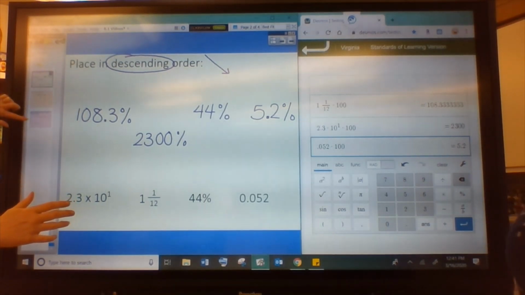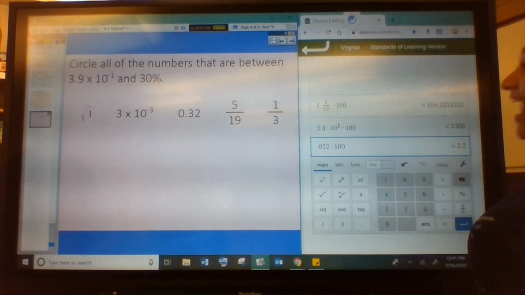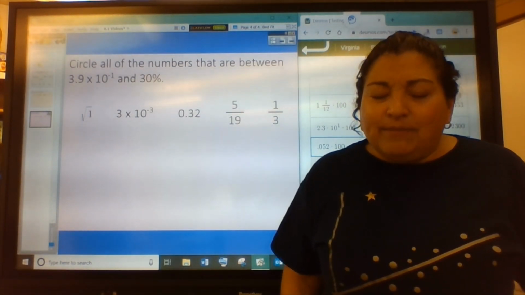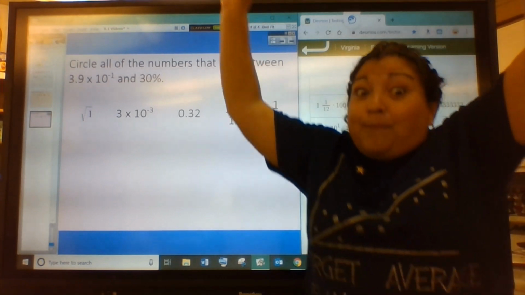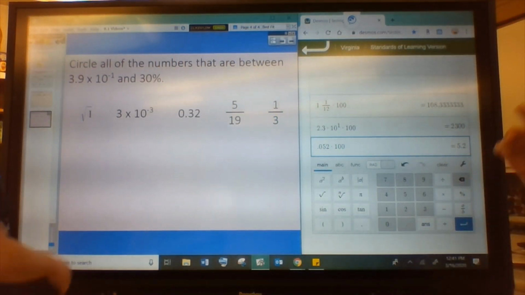I have one more ascending and then one between. Let's do the between. This one's ascending, by the way. Ascending means little bitty and you go up, get big. Okay? Easy. So we're going to do a between.